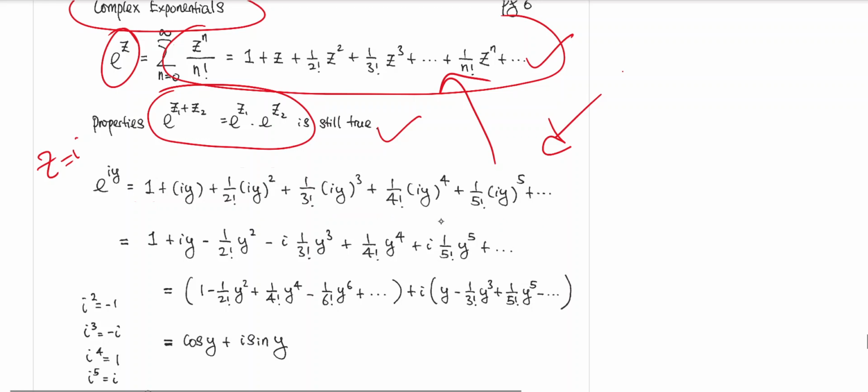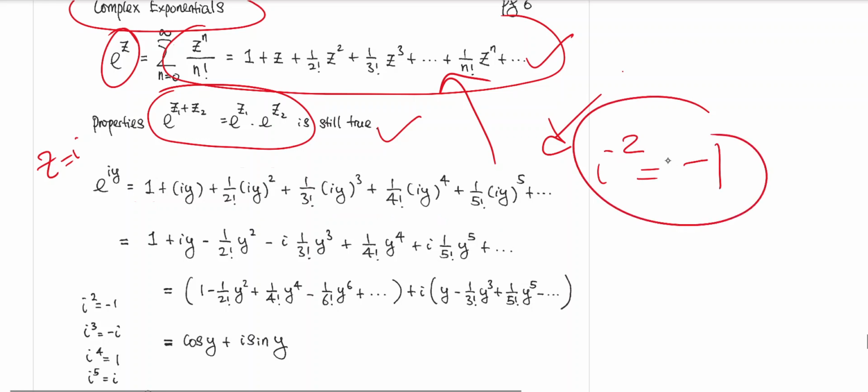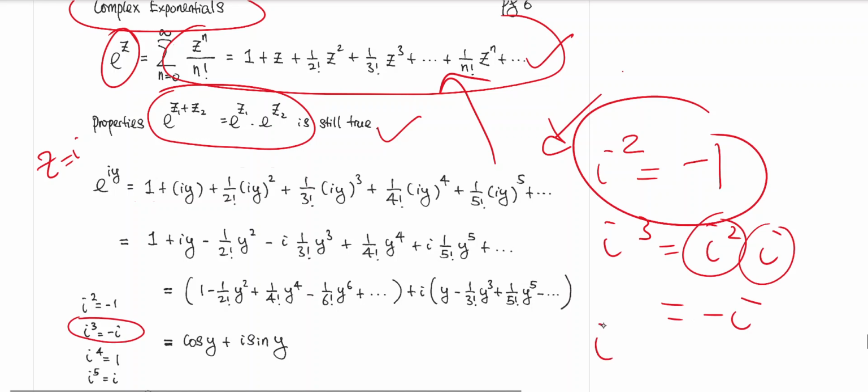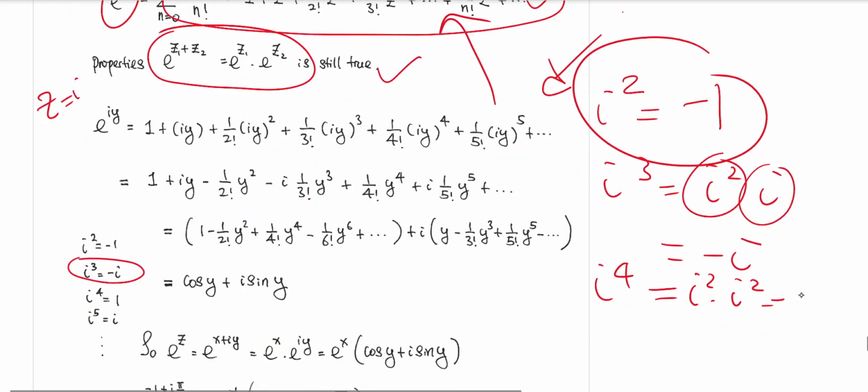Once you substitute, you also realize that if you square i, that's -1. And if you cube it, it is the square times i, so this is negative, so you have negative i. That's what you see right here. If you do i to the power of 4, it is i squared times i squared, so -1 times -1 is 1. That's how you see this. And i to the power of 5 will be i. You will see a pattern that cycles through -1, -i, 1, i, then -1, -i, and so on and so forth.